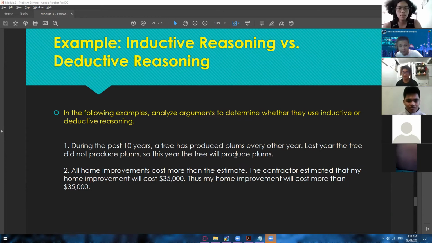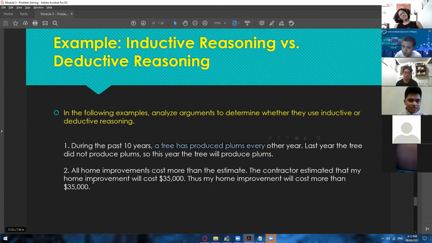Okay, so most of you have an answer of inductive reasoning. The correct answer is yes, inductive reasoning. So this one is inductive. Why? Because we have this data, like for 10 years, we have this alternating pattern, wherein after that year it will produce plums, and then will produce again, and it's just alternating. That is already the pattern, or the data that we have. So we base our next prediction on that.